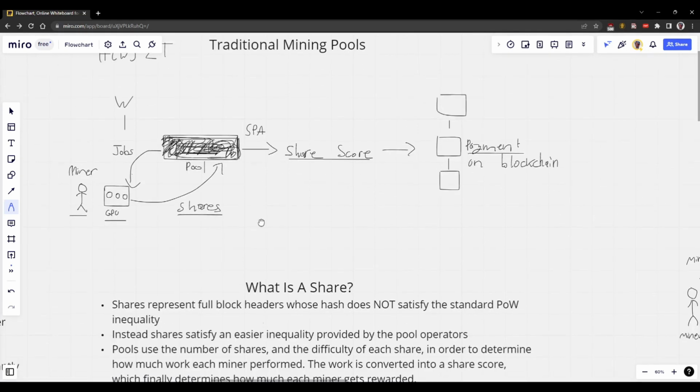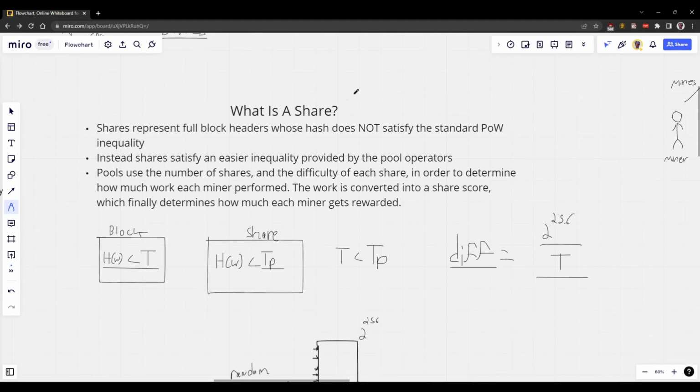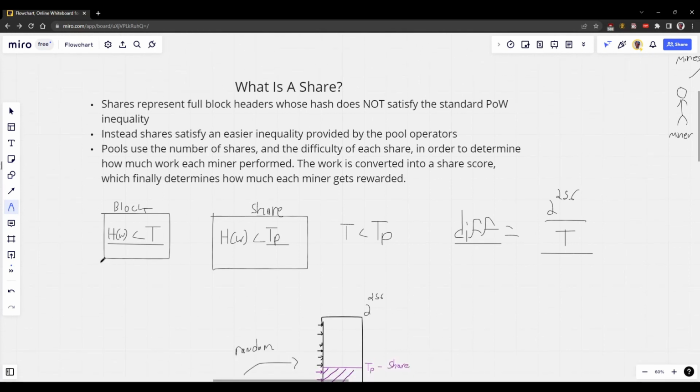Now, let's talk about what a share really is. Shares represent full block headers whose hash does not satisfy the standard proof of work inequality. Instead, they satisfy an easier inequality provided by the pool operators. Instead of H(W) < T, it's going to be H(W) < T_P, which is some target set by the pool operators.